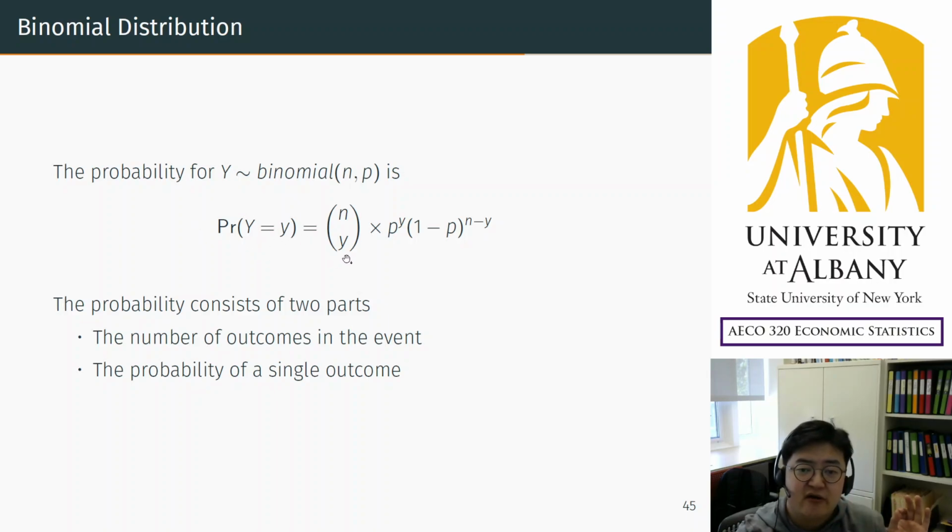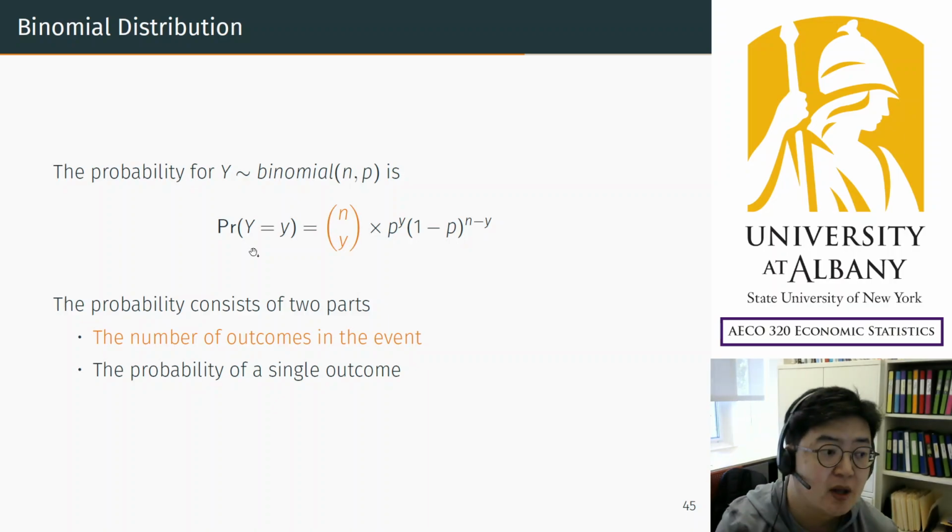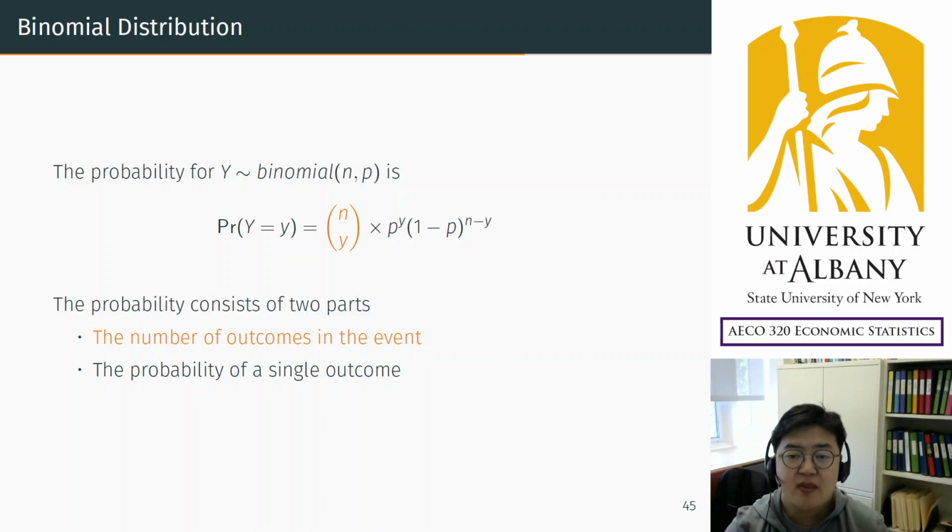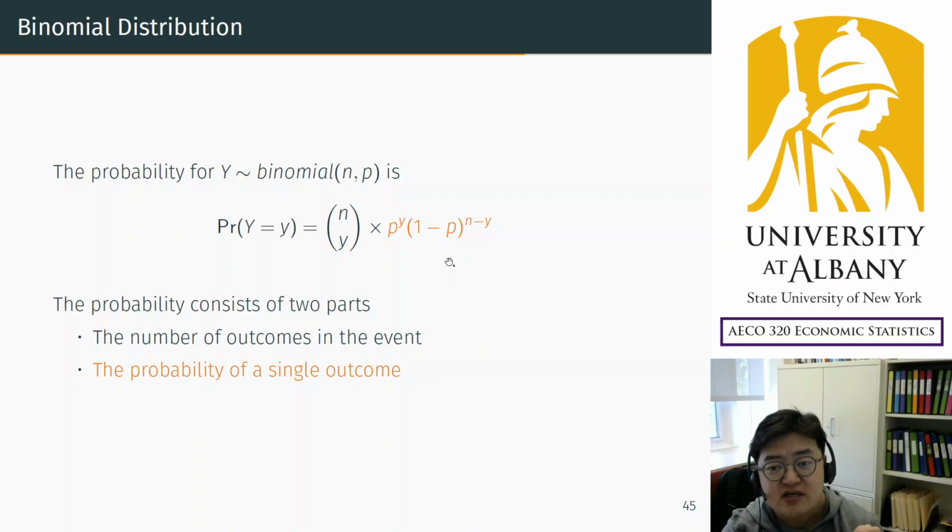The answer is, first, you count all the possible outcomes in that event, the possible combinations of success out of n experiments, and multiply by the probability of each outcome, right? When you know who cancels and who doesn't, then you can calculate its probability. That is the general formula. So remember these 2 parts.